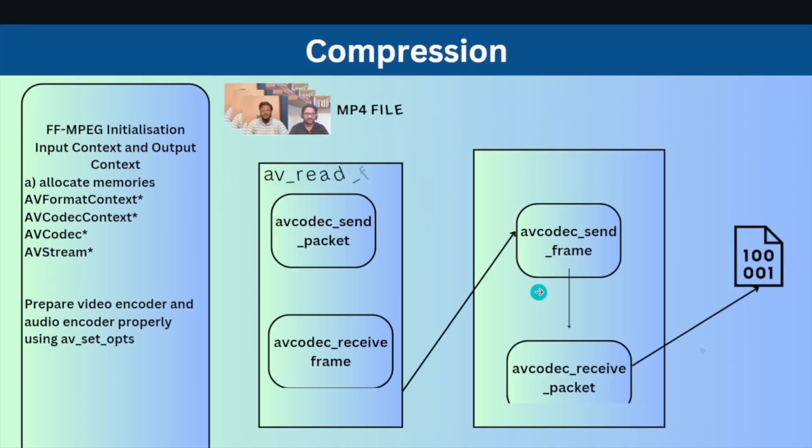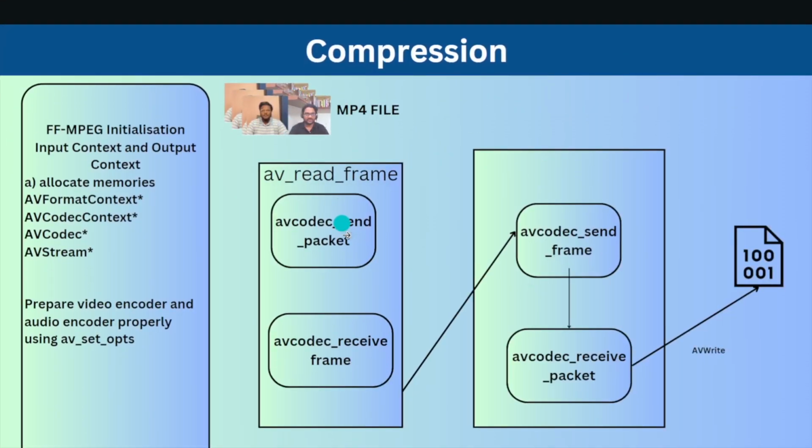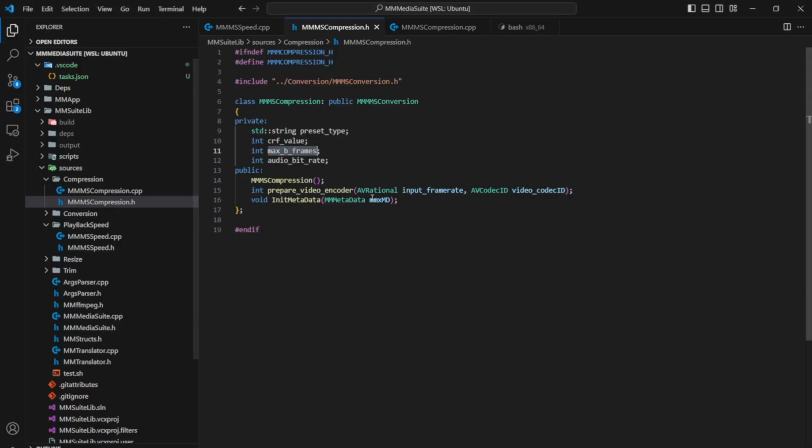This is the typical flow: you read from the file, then you call these APIs, you get the packet, from the packet you get the frame, then you send the frame, then you receive the packet and you write it. So this is a continuous while loop until the file reading is done. Now let's see the code behind this. As I mentioned, these are the key parameters.